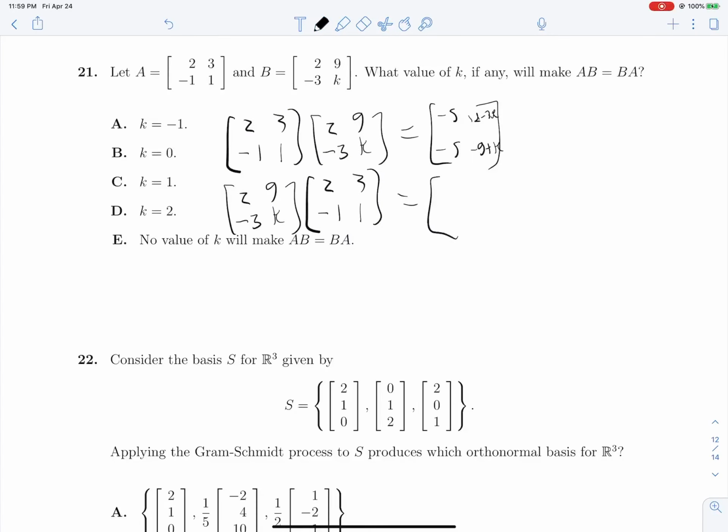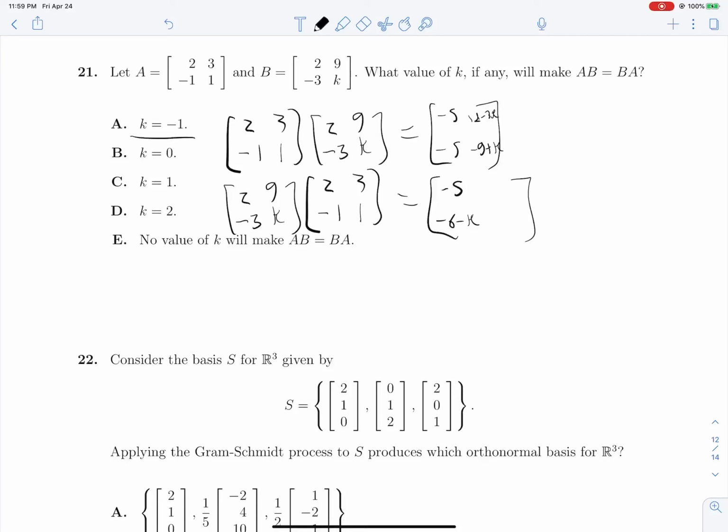that make this true. Okay, we get 4 minus 9, which is negative 5. That checks out. We get negative 6 minus k. So right off the bat, if these two entries are equal to each other, k must be equal to negative 1. So there's 1. And then let's make sure that that works for all of our other entries.